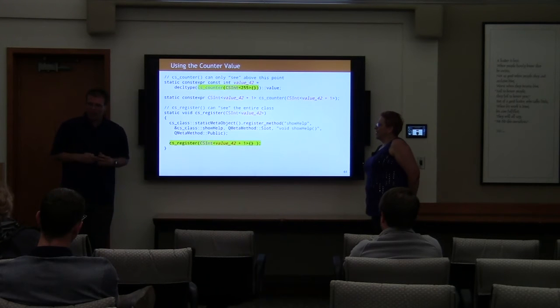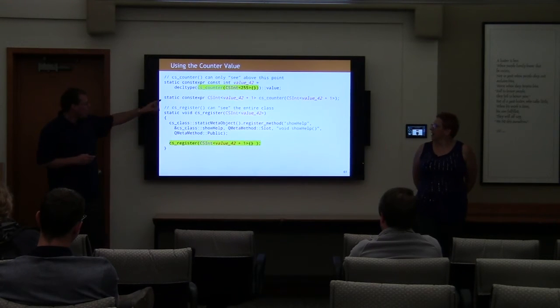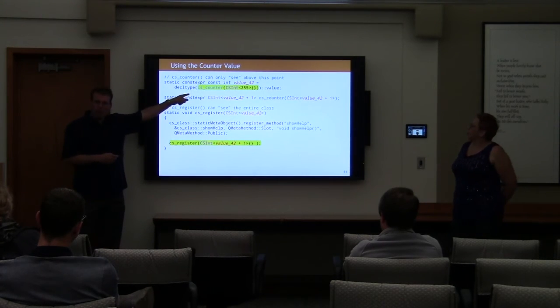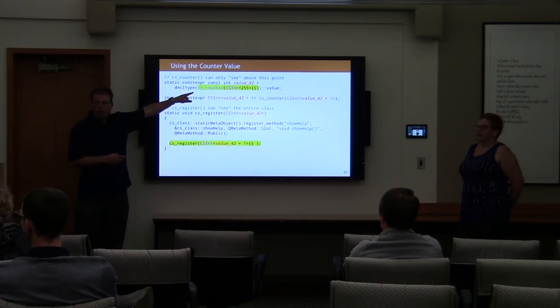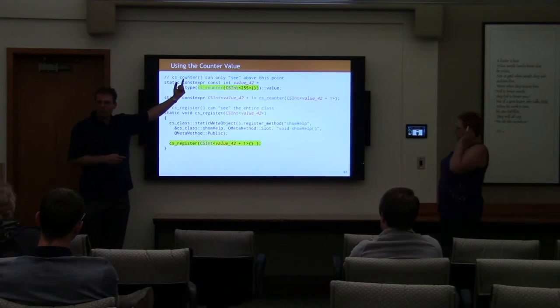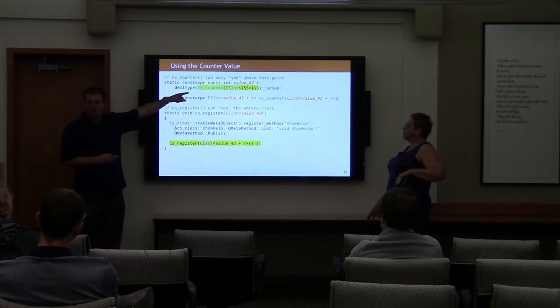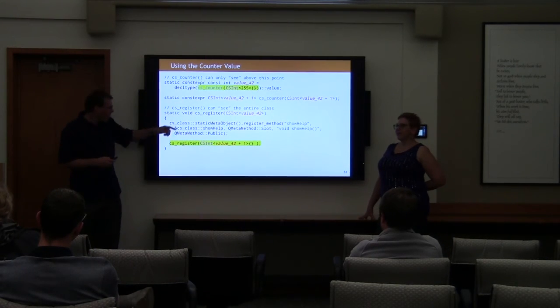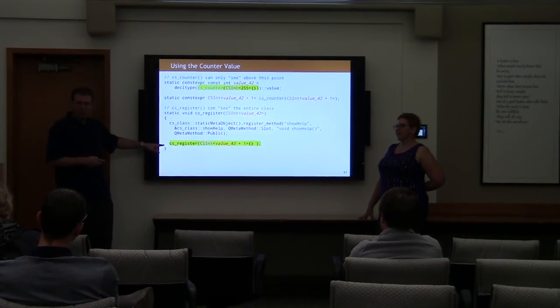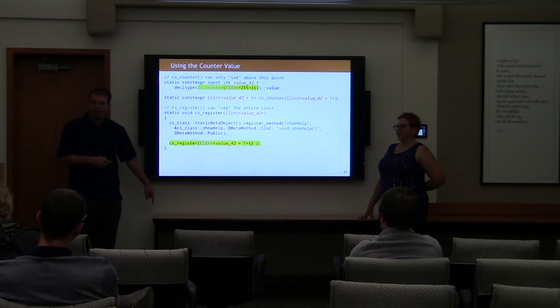But there's a question here. Right here, when we're evaluating the current value of the counter, it is vitally important that we only see overloads of methods that existed above us in the class. Because if not, our counter value is ambiguous. Down here, it is vitally important that we be able to call a method below us that hasn't been declared yet.